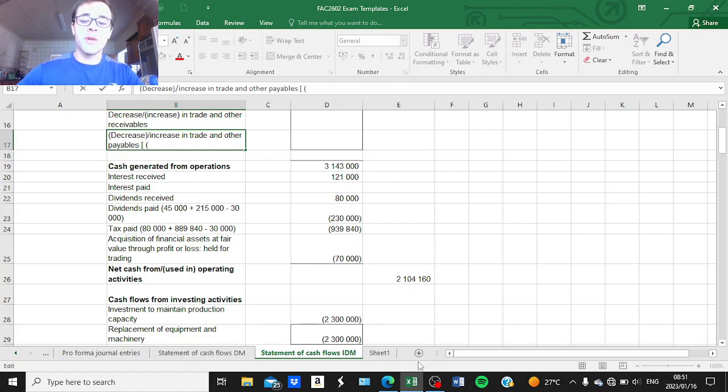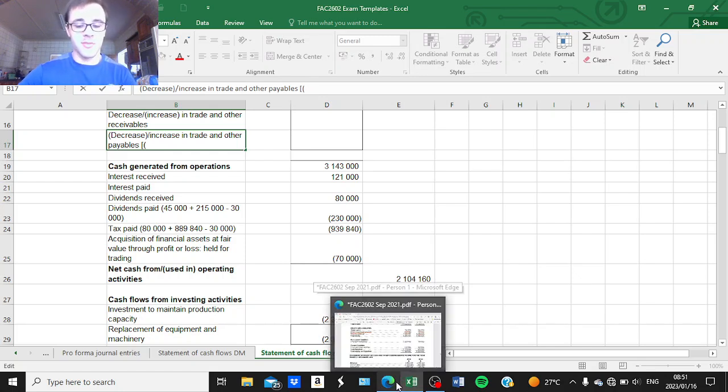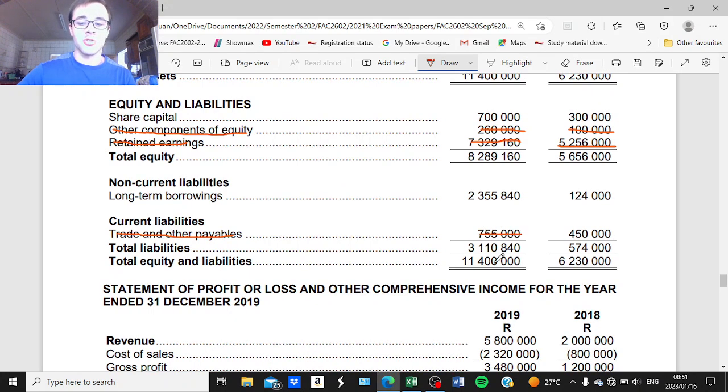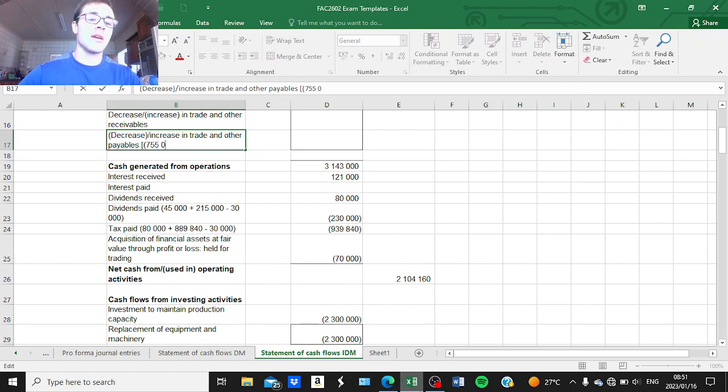Okay, so the closing balance, because we are starting with the closing balance in this calculation, for trade and other payables is 755,000. However, this amount included the dividends payable at year end, which was 30,000, as well as tax payable at year end, which is 30,000. Those items have been shown separately in the operating activity section, so we need to remove the relevant balances.